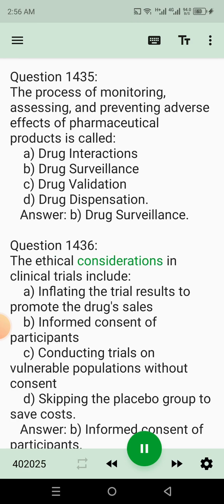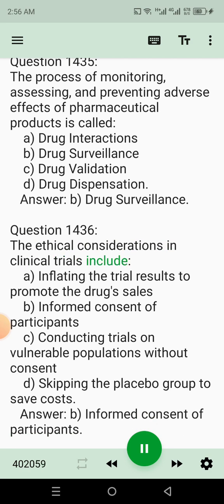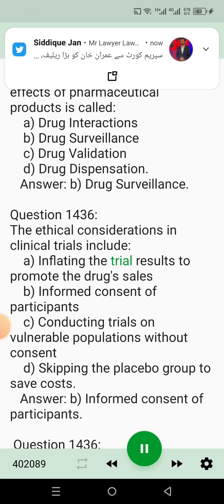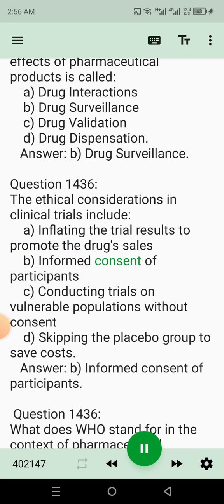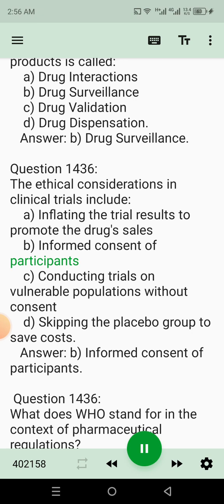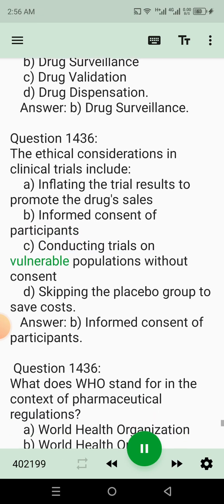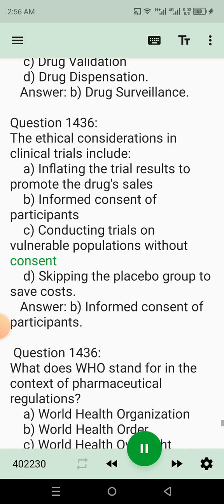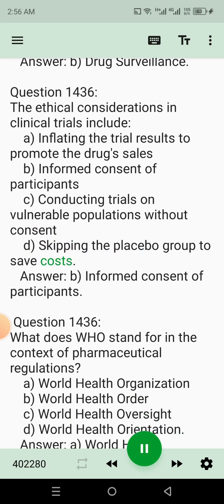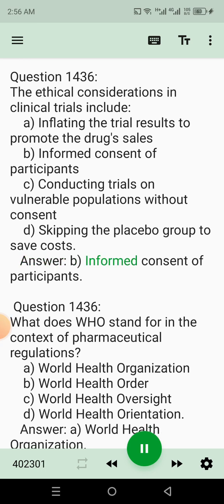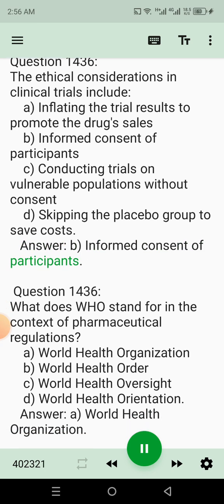Question 1436. The ethical considerations in clinical trials include A. Inflating the trial results to promote the drug's sales. B. Informed consent of participants. C. Conducting trials on vulnerable populations without consent. D. Skipping the placebo group to save costs. Answer. B. Informed consent of participants.